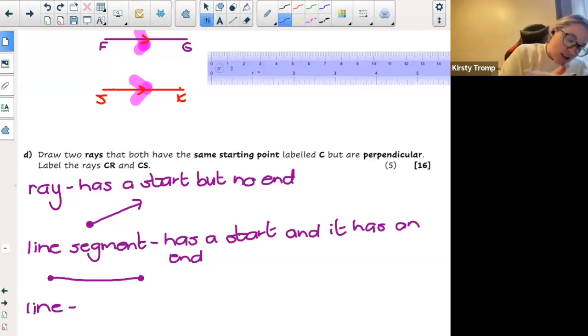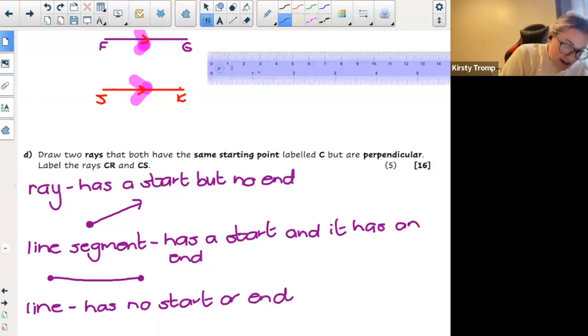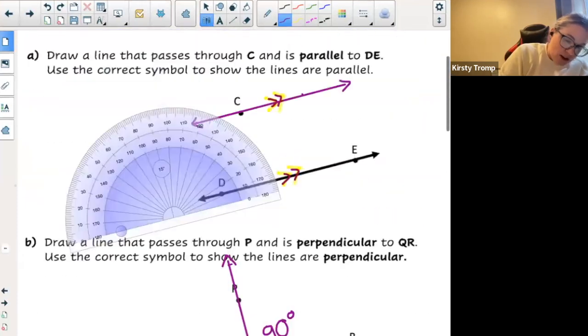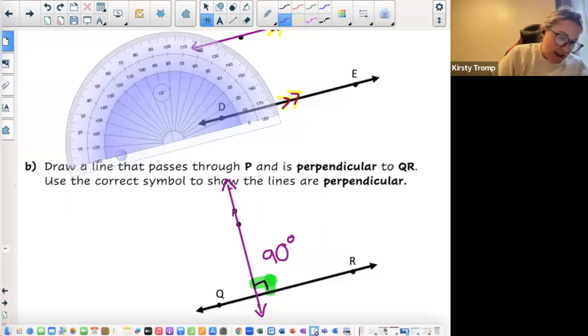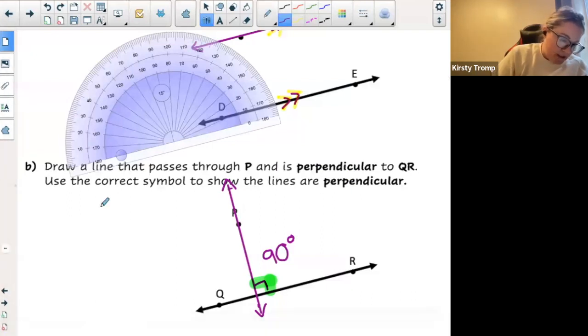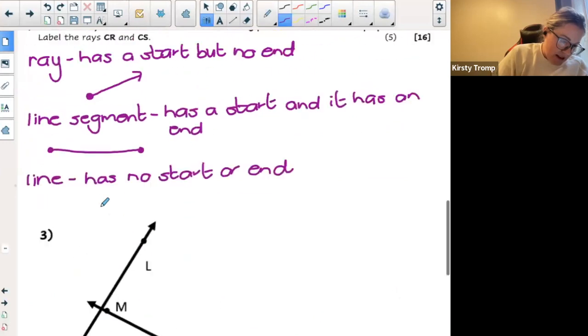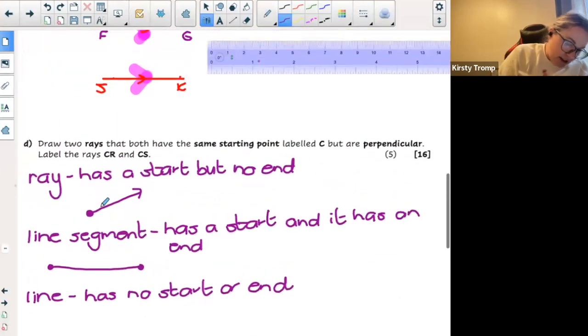All right, and the last one, a line, just a line, guys. A line has no start or end. So a line is going to have no start or end. That means a line is going to look as follows. It's going to look like this, and it's going to have an arrow and an arrow.